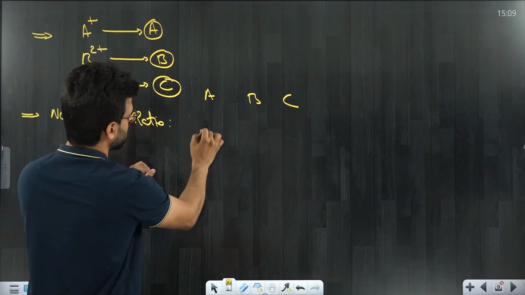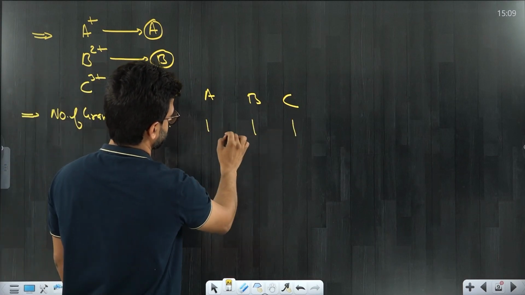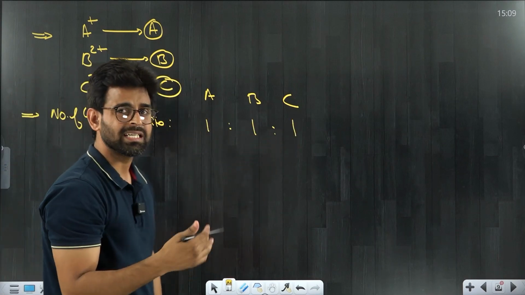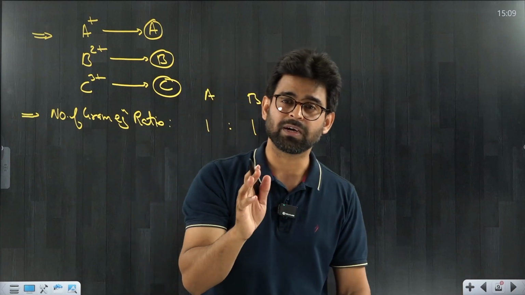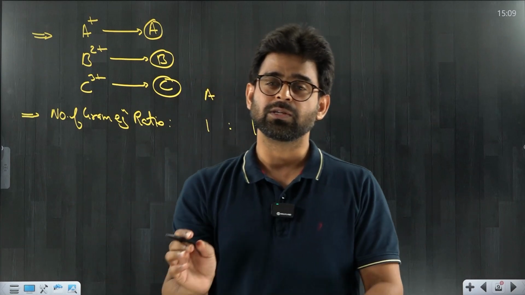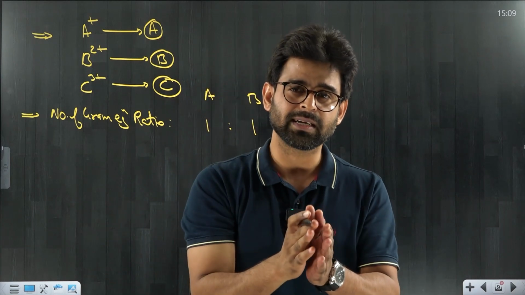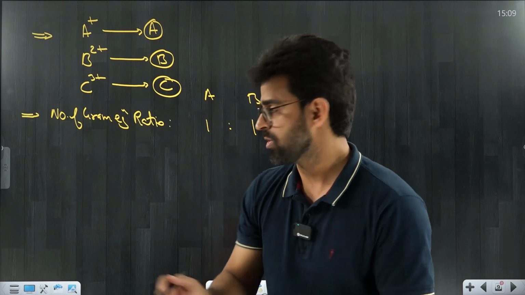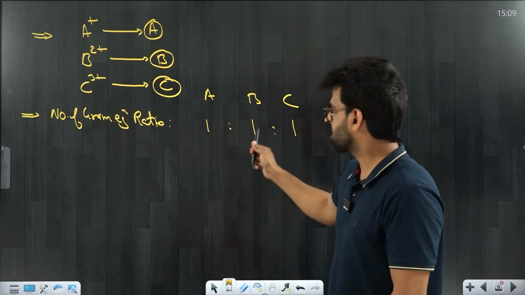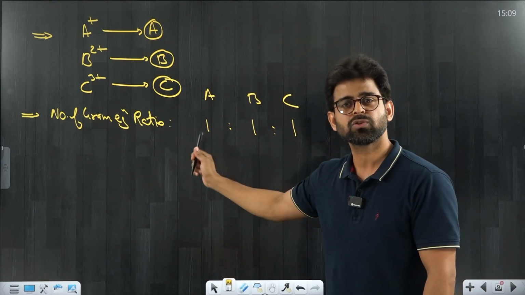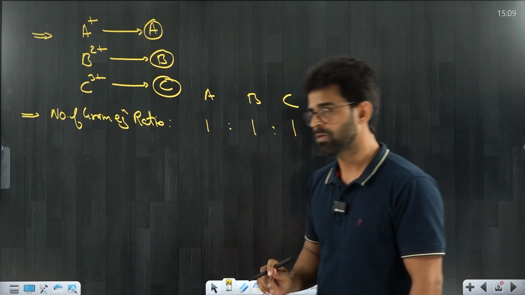So you will see always it is what? 1, 1, 1. Imagine I am passing 5 Faraday charge through all of these, so everything's 5 gram equivalent will deposit. So here 5 will come, 5 will come, 5 will come, and finally the ratio is what? 1, 1, 1. Clear? Got the point?